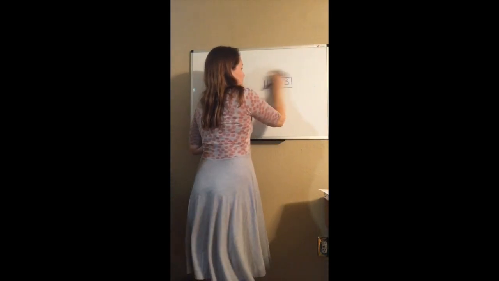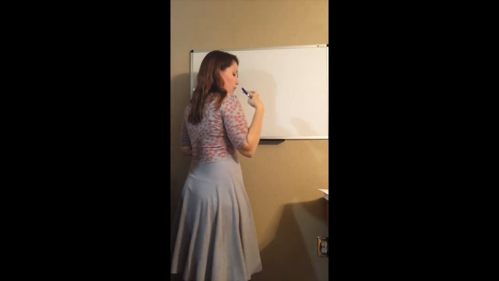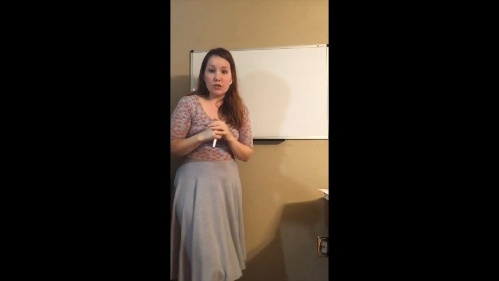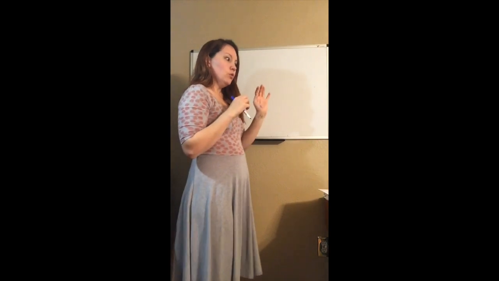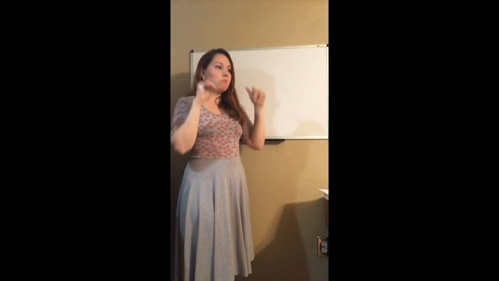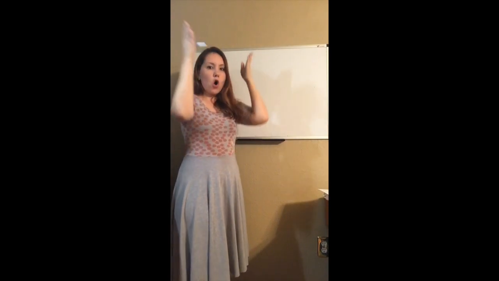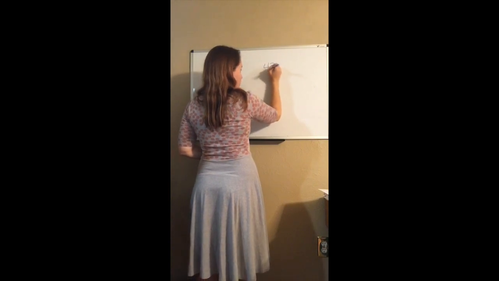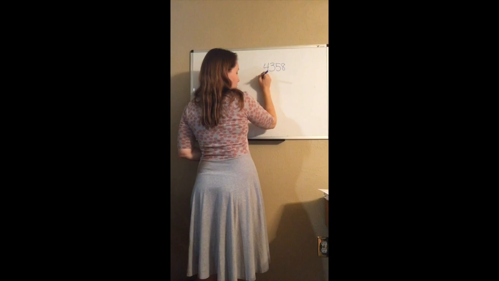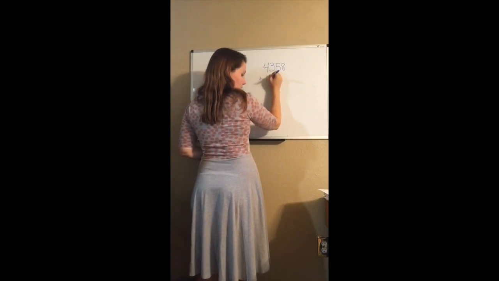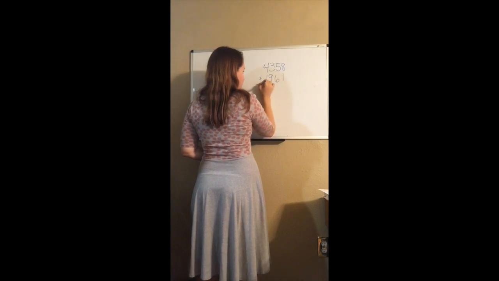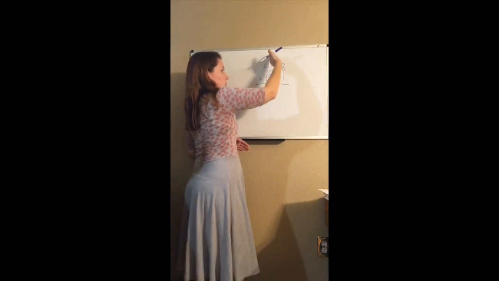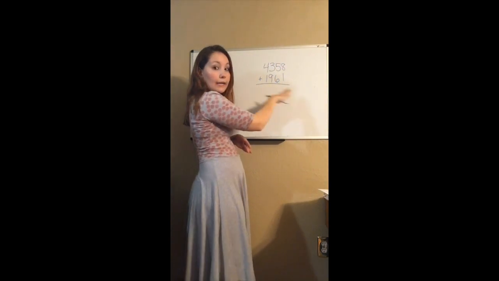Let's look at one more before I give you one to try on your own. Our next question says 4,354 plus 1,961. Both of these have 4 place values, so whichever one goes on top is fine because they will all line up. So we have 4,354 plus 1,961. So we set it up: 1's, 10's, 100's, 1,000's, they all line up.